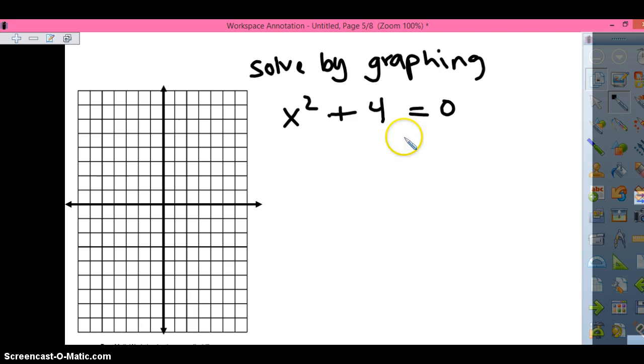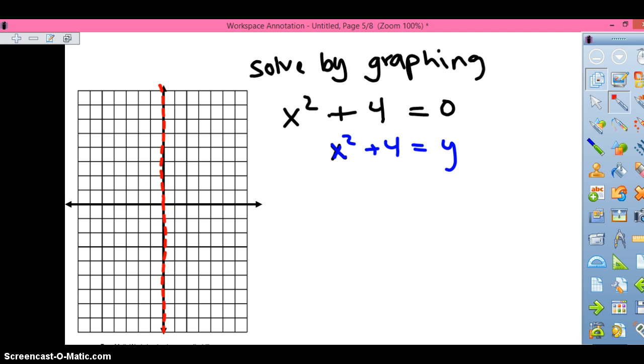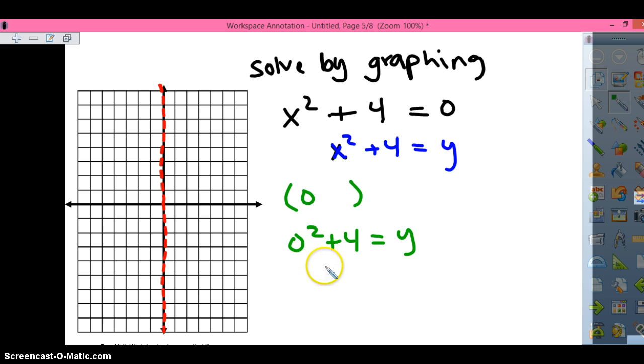If we have to solve by graphing x squared plus 4 equals 0, we would graph the function x squared plus 4 equals y. What would be the axis of symmetry? The axis of symmetry would be 0. If the axis of symmetry is 0, what would be the vertex? So we can substitute 0 squared plus 4 equals y. That means 4 equals y. So the vertex would be at 0, 4.